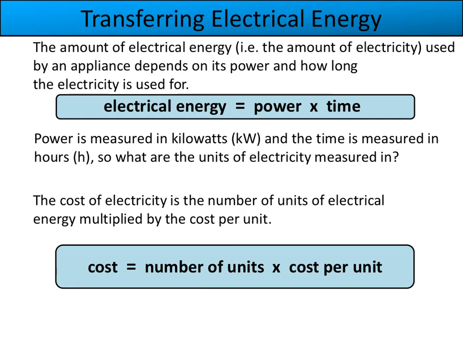So the amount of electrical energy used by an appliance depends on its power and how long it's used for, and that gives us the equation that's on the equation sheet. Electrical energy equals power times time.